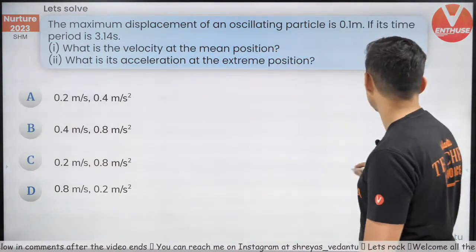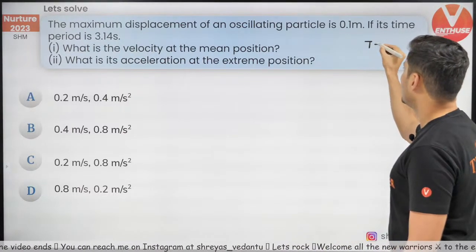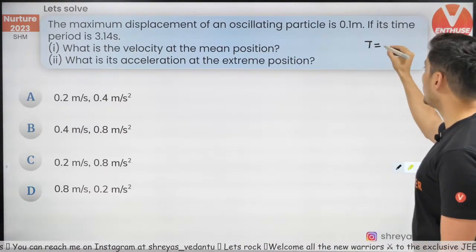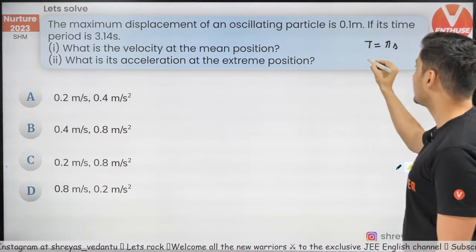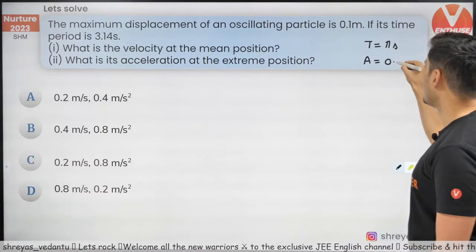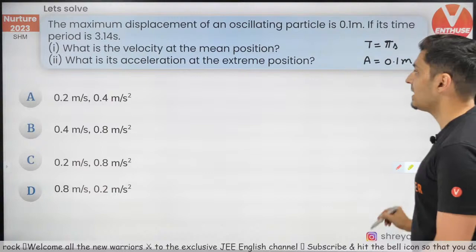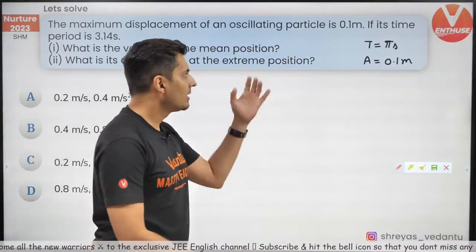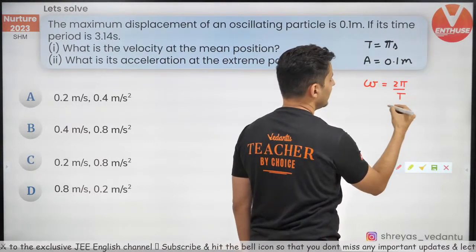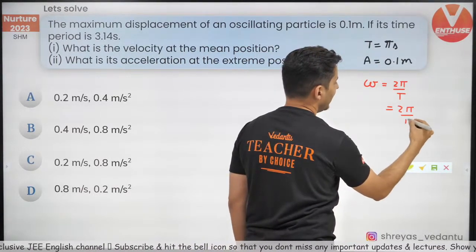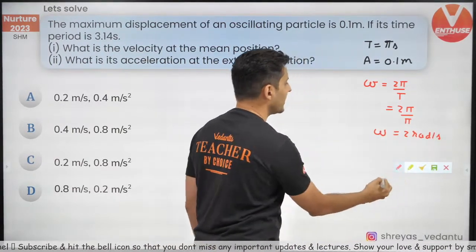First of all, what's given to us? Let's start writing it down. We know that the time period is 3.14, that means pi seconds, and the maximum displacement, that means the amplitude, is basically 0.1 meter. From the time period, we can find out many things like omega. Omega is 2 pi by the time period, so it is 2 pi by pi, which is basically 2 radians per second. So that's the value of omega.